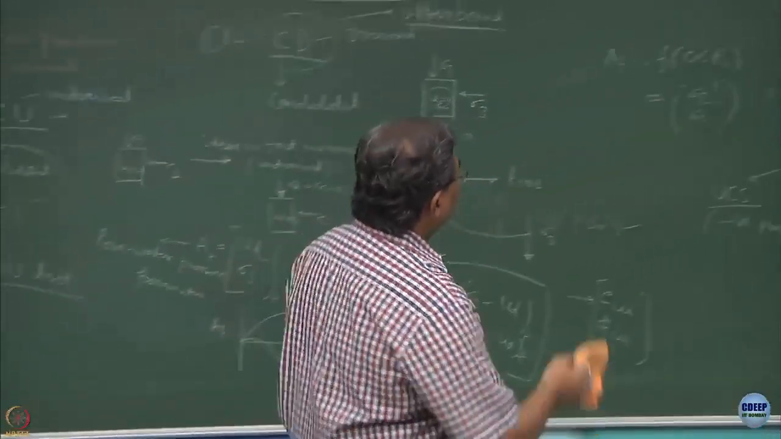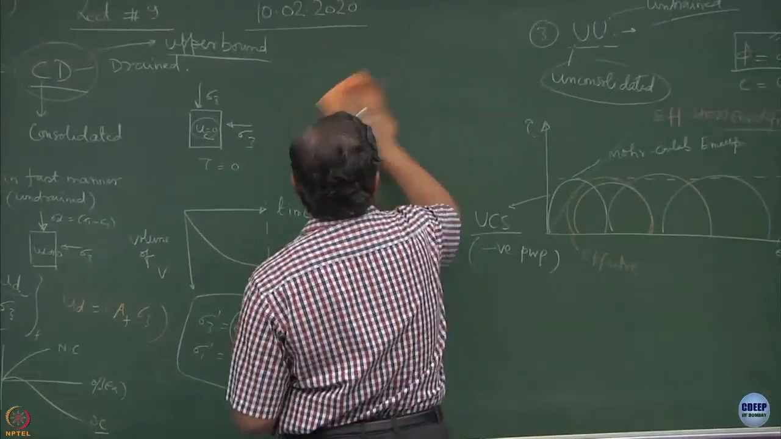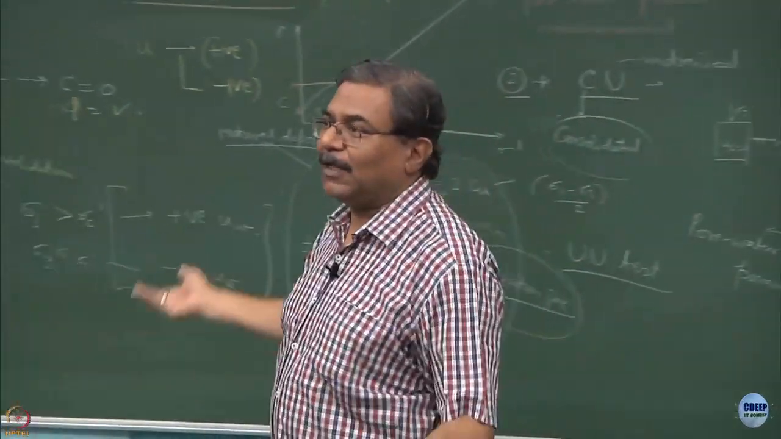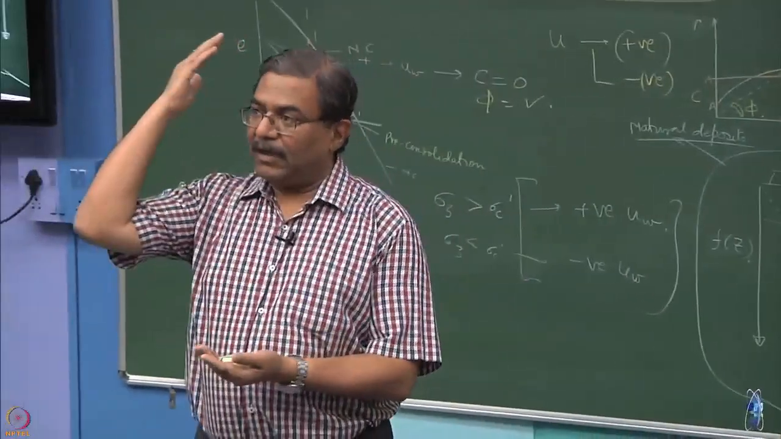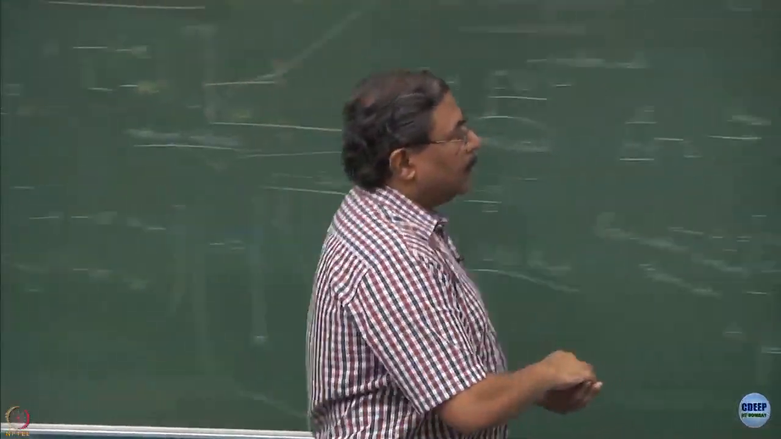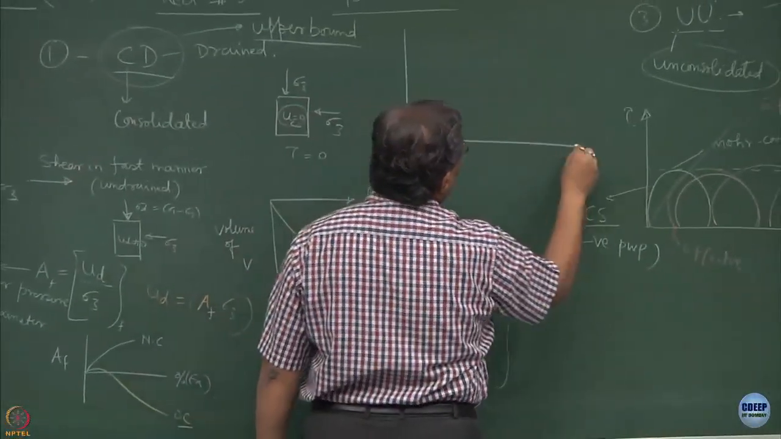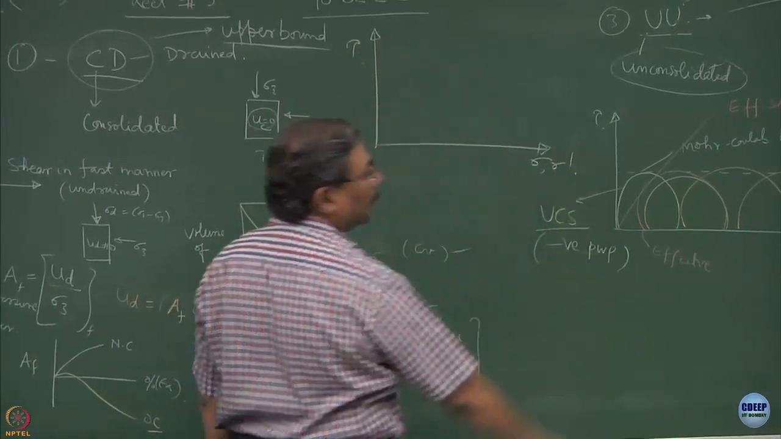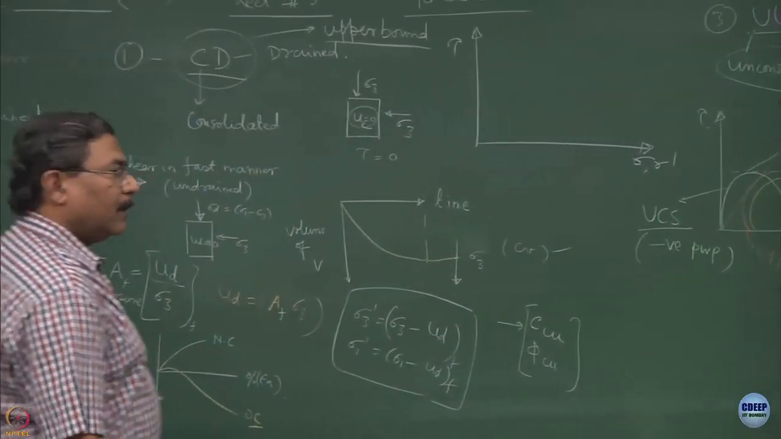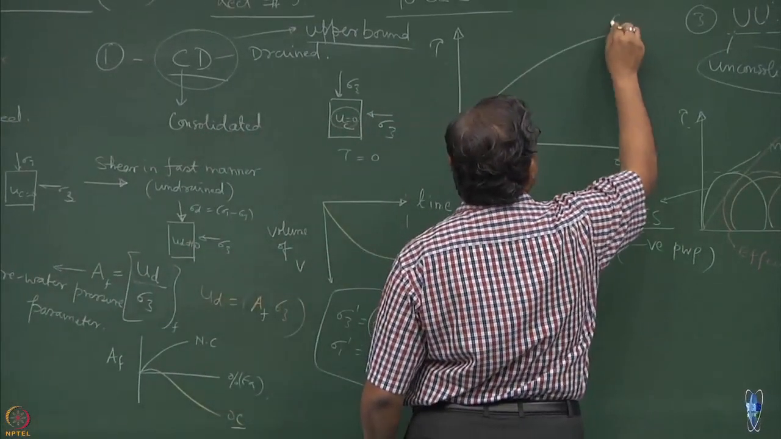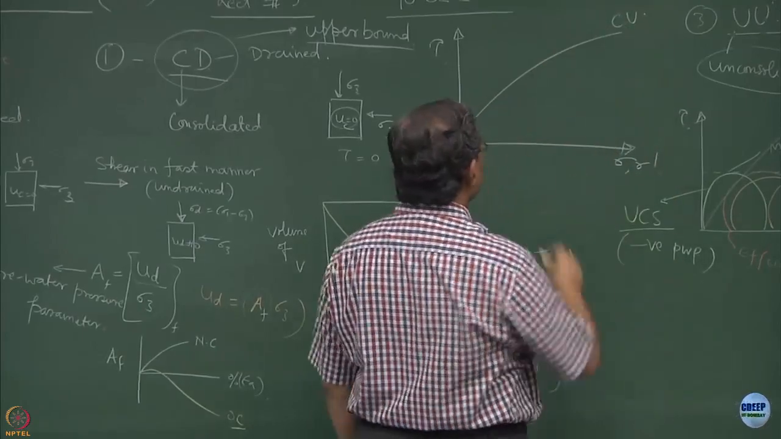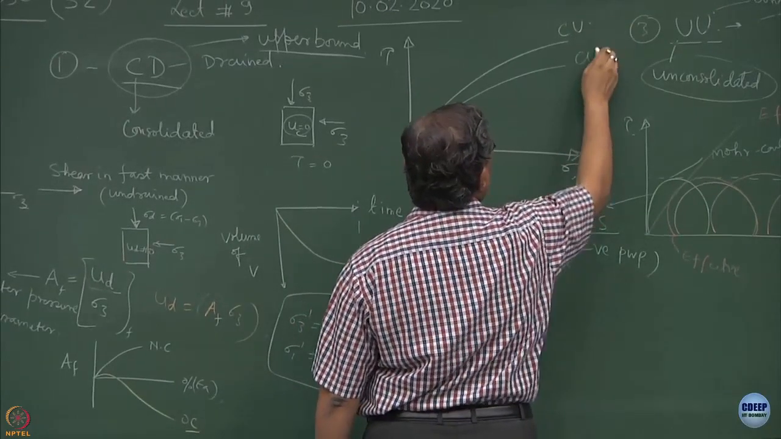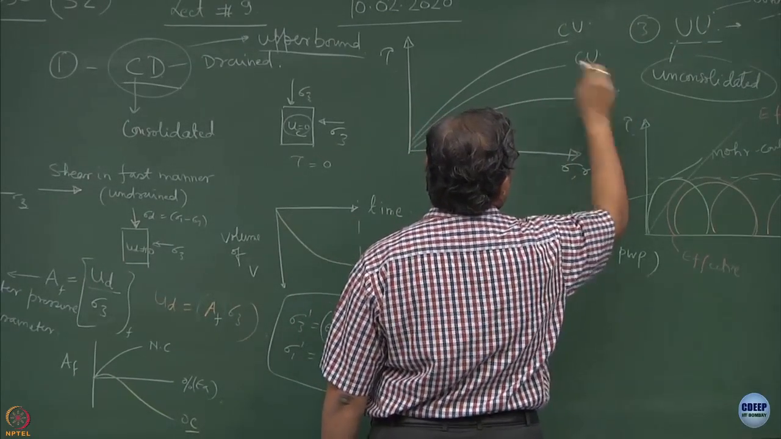So, the last remark would be, as a designer, you will be confused about what I should be doing. I have CD, I have CU, I have UU, I have UCS, what am I supposed to do? Plot all of them on the same scale. Clear? And in general, you will be getting the CU like this, UU like this, CU like this, UU like this.